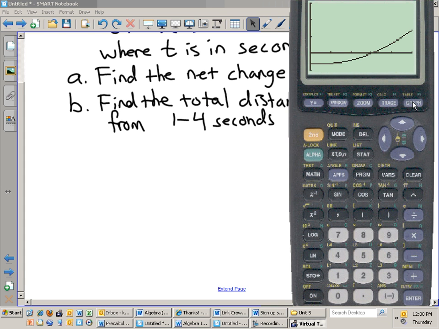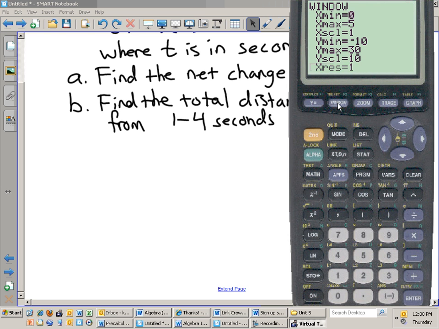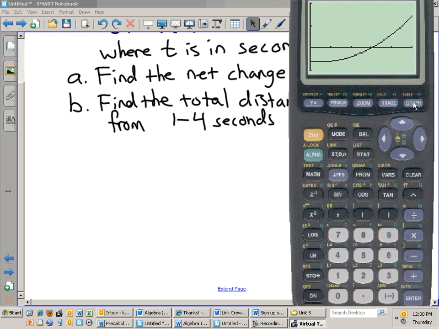Okay. Anybody else? It looks like my graph, I could go a little bit lower. I'm going to change my window just to get a better view here. I'm going to say 20. Okay, that's a little bit better. So what we're doing is we are looking at the travel of the function from the time 1 to the time 4. And they say that that's equal to the integral.